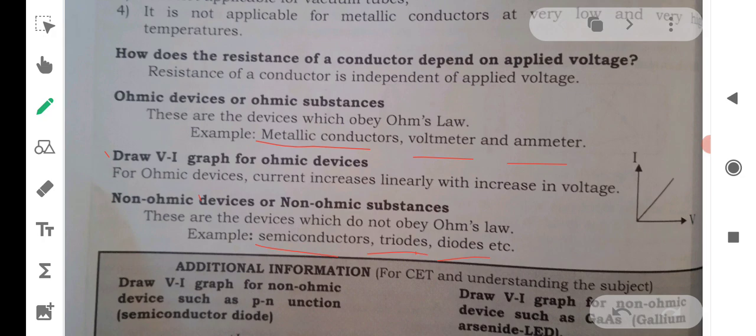And one graph is there, students, the I versus V graph. I is the current in a metallic conductor, and V means the potential difference across the conductor. This graph is linearly increasing. As I increases, V is also increasing. This linear graph indicates that I is directly proportional to V.